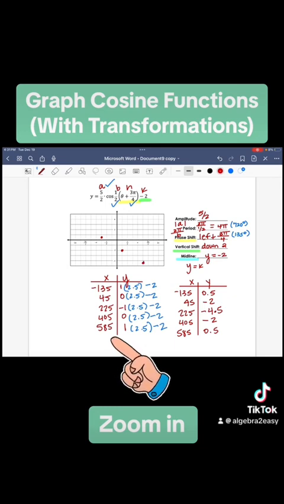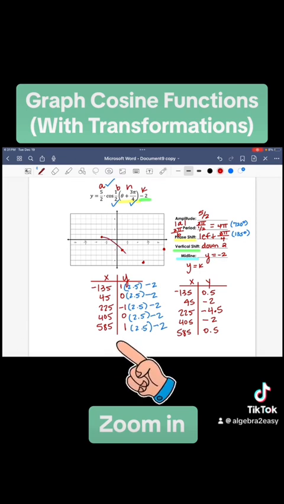Then we have 405. That's going to be right beside 360 because that's just 45 degrees more. And we are going to be at -2. So this is what we have so far.